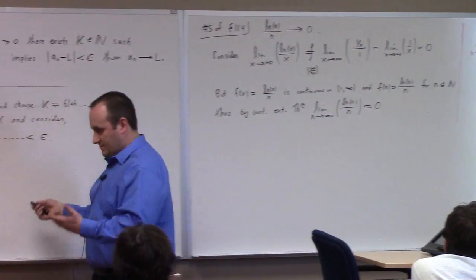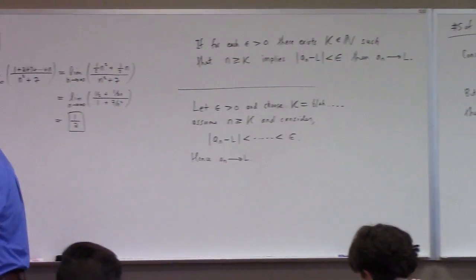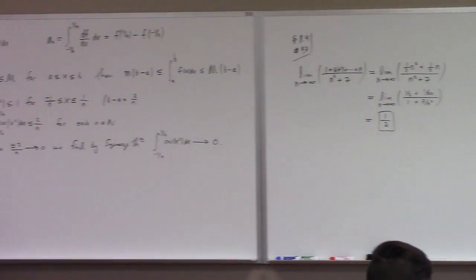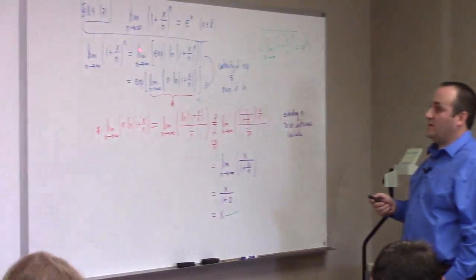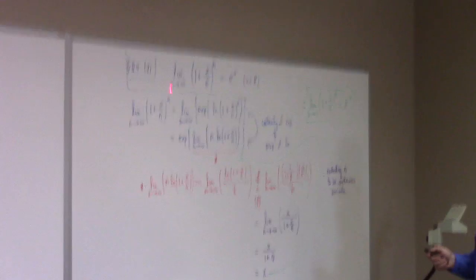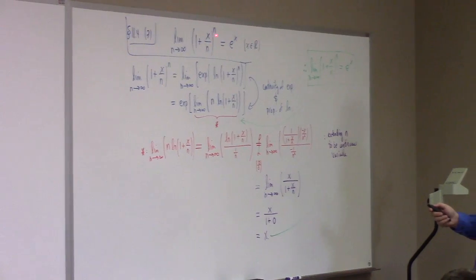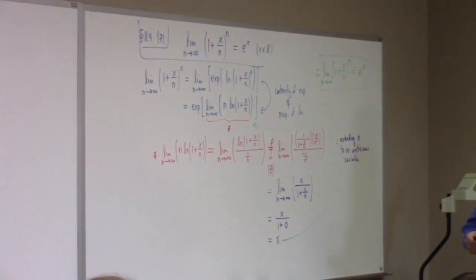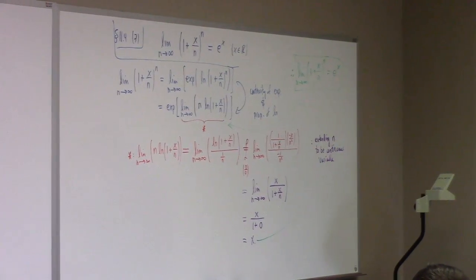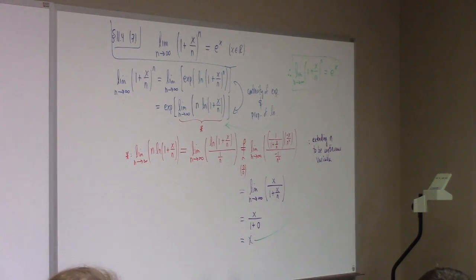Anyway, that's nice. Another example of this comes up in the proof of number 7 from section 11.4, which is a very important example. The limit as n goes to infinity of 1 plus x over n raised to the n-fold power is equal to e to the x. That's the claim. We want to show that. All right? So what happens here?